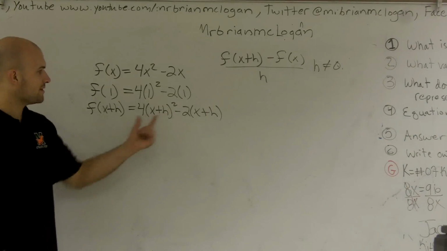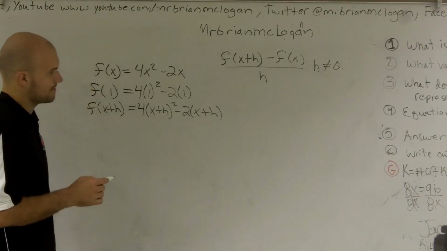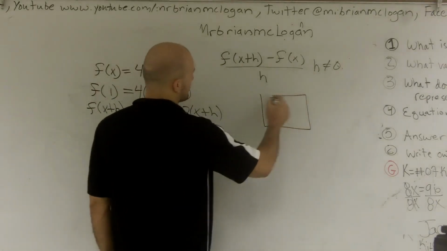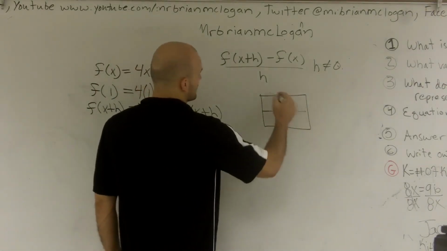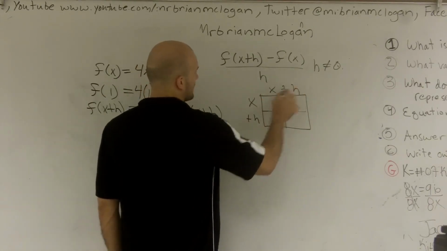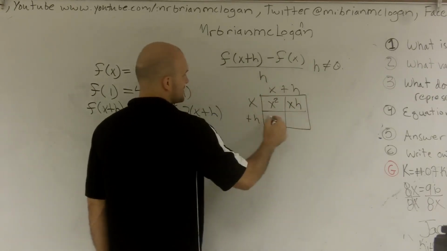All right. Remember x plus h squared. I'll break this down really good. X plus h. X times x is x squared. X times h is xh. X times h is xh. H times h is h squared.